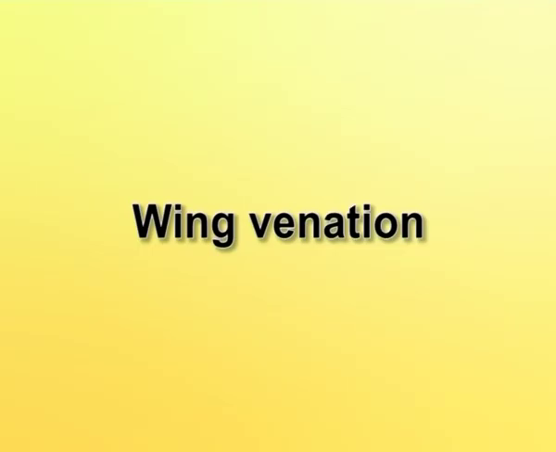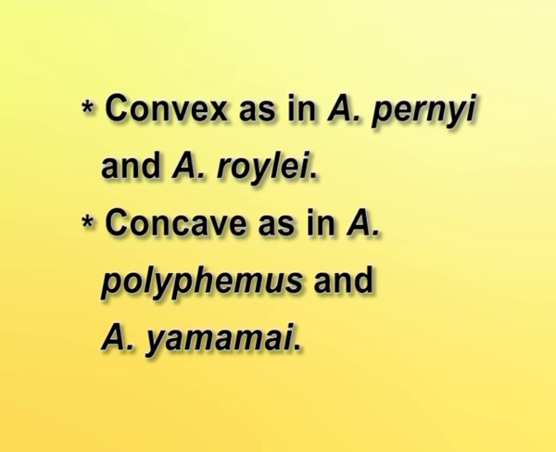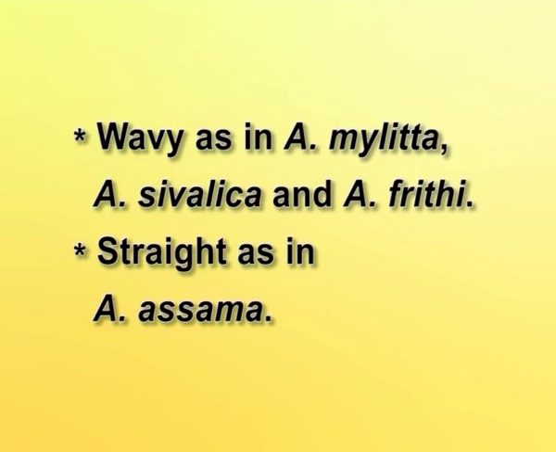tubercles. Now, wing venation. Among the 8 species of Antheraea, differences are observed mainly in the structure of the median cross vein, that is MC, and its alignment with the media bases A1, A2. There are 4 types of median cross veins. MC convex as in Antheraea perni and Antheraea royale, concave as in Antheraea polyphemus and Antheraea yamamai, wavy as in Antheraea mylitta, Antheraea sivalica and Antheraea frithi, straight as in Antheraea assama.